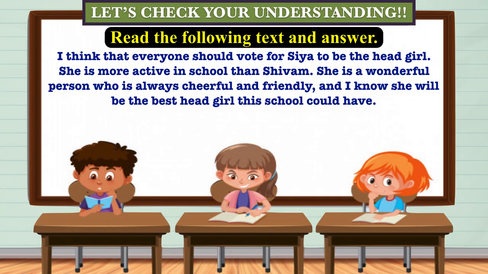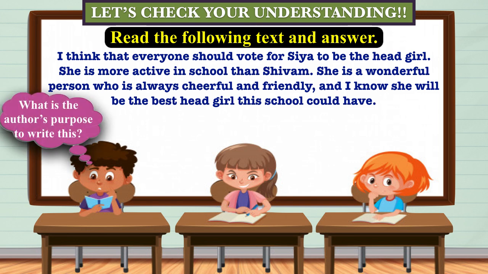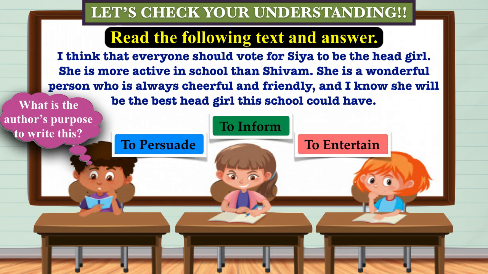I think that everyone should vote for Sia to be the head girl. She's more active in school than Shivam. She's a wonderful person who is always cheerful and friendly. And I know she will be the best head girl this school could have. What is the author's primary objective? To convince, to educate, or to engage?